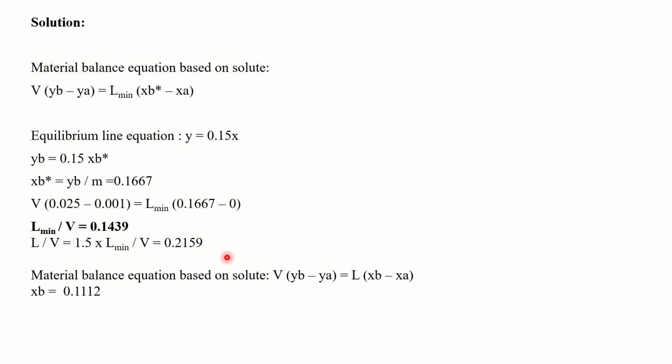The next step of calculation is the actual solute concentration in the liquid stream leaving the plate type column. Again, by using the material balance equation, we can find XB, with the L by V ratio already found. YB, YA are given in the problem statement. XA is taken as 0 since pure solvent is used. So by substituting all these known data, you'll get XB, which is 0.1112.